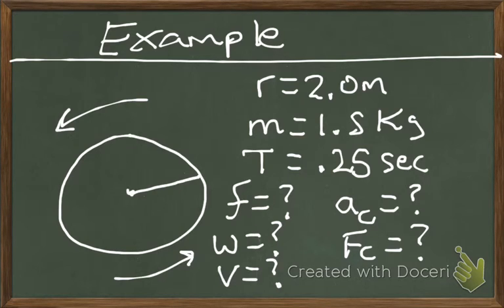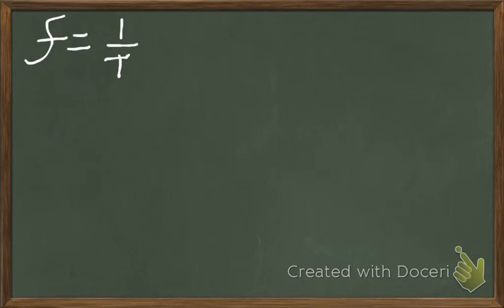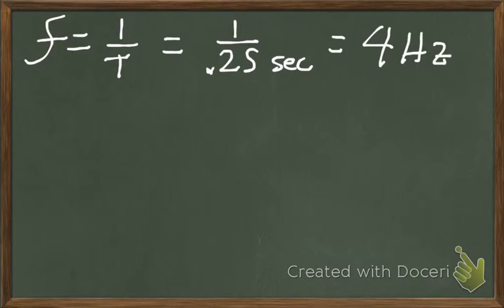Alright, let's do these one by one. The frequency and period are inverses, so we just have to take the inverse of the period. So it's 4 Hertz. So that means this object is traveling 4 rotations per second. So every second, that thing is going to spin 4 times. So check, we got one of those.